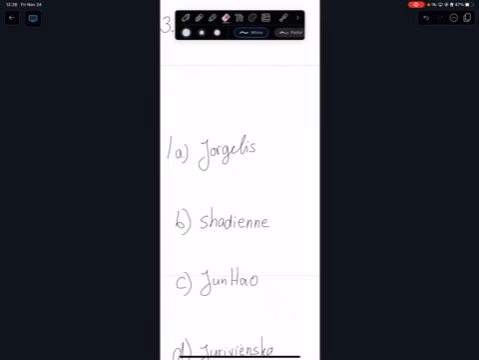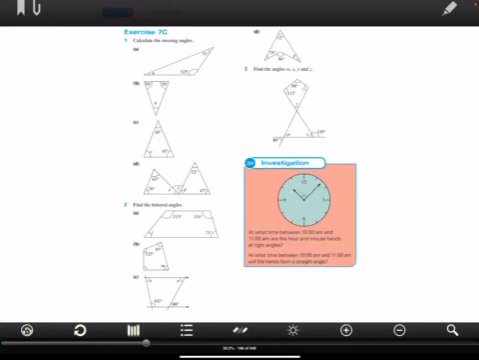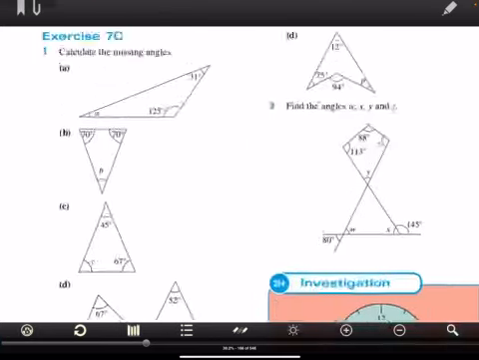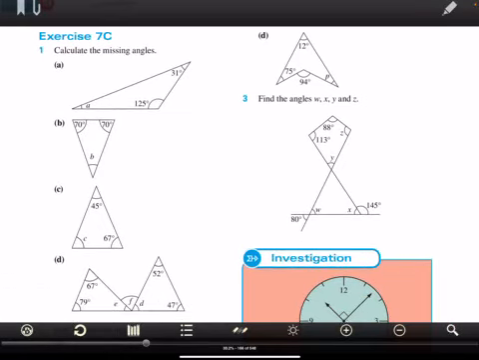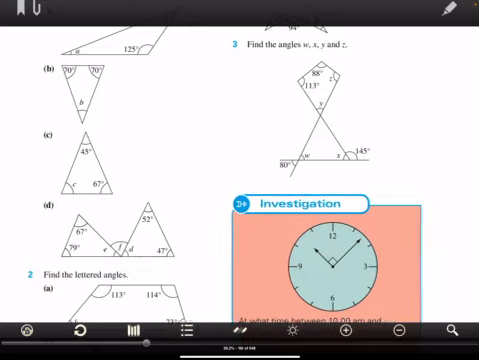Which one is this? Which one? Of course. 36. This is 36. 156. That is this. 40, 40.